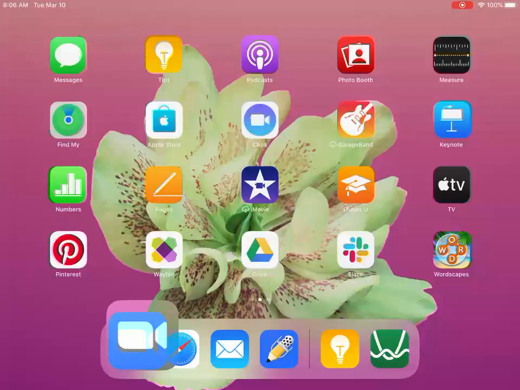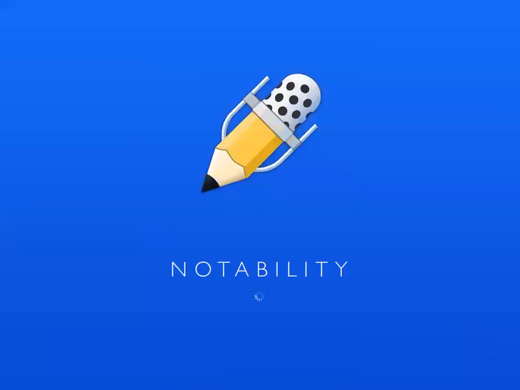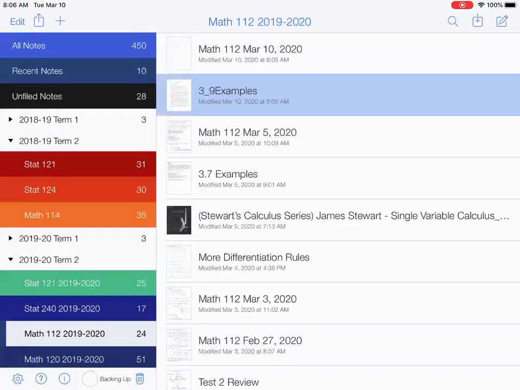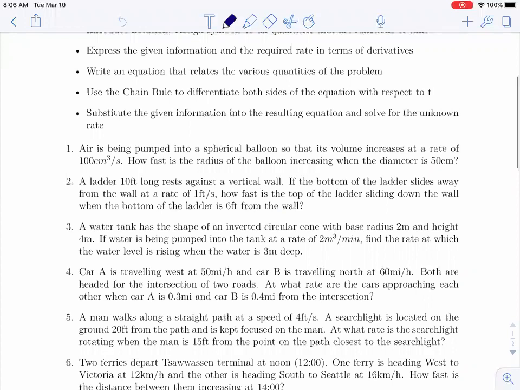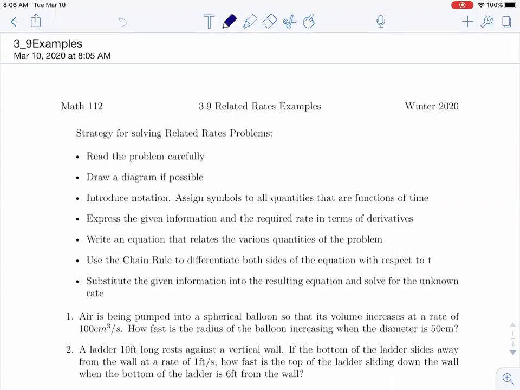All right. So in the 3.9 examples, first I posted just the general strategies. Related rates can be kind of tricky. But if we follow the same structure all the time, it's going to be a little bit easier. The main thing you're going to want to do is draw a diagram.